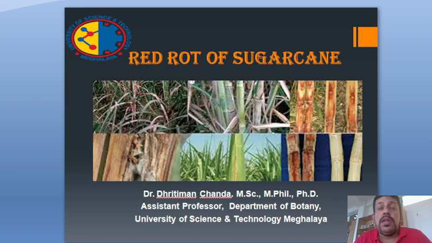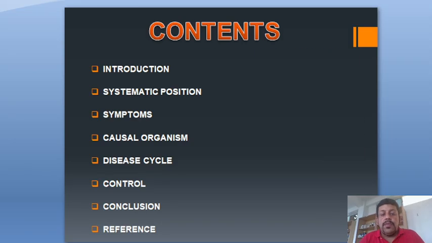of various pathogens. And sugarcane is a very important crop because a huge amount of sugar is utilized for our daily consumption. It is also exported, and it is used for making many sugar byproducts. So that is very interesting. Today the most important points we will cover in the contents are the introduction, systematic position, symptoms, the causal organism, disease cycle, control, conclusion, and definitely references.